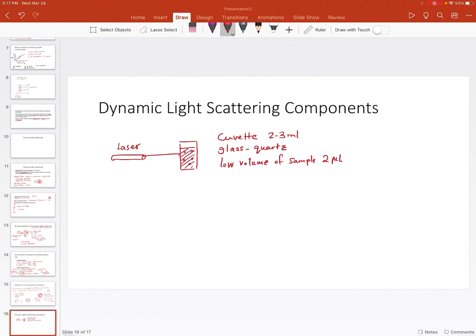So you have a solution, that's your sample. You have particles dispersed in this solution, and you shine a laser to the sample. These particles are moving and they're going to scatter light in all directions. And in one of these directions, which is the 90-degree angle, the detector is going to measure the intensity of the scattered light. So we have a detector here.